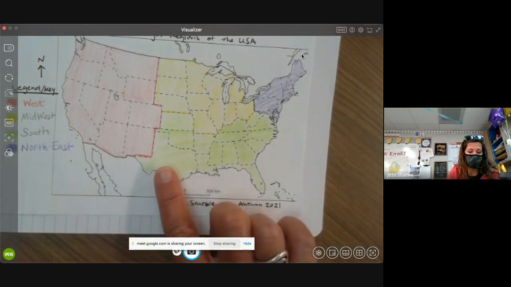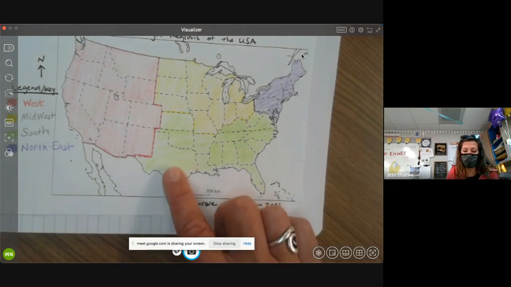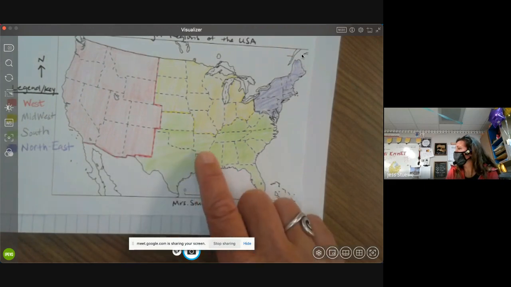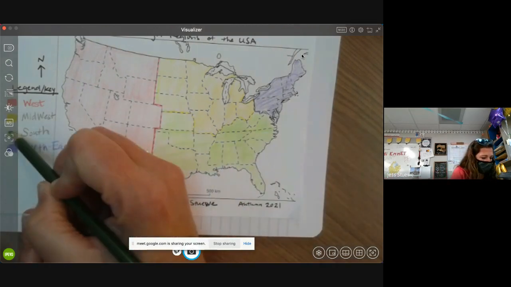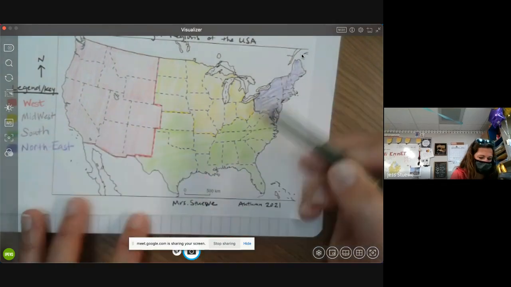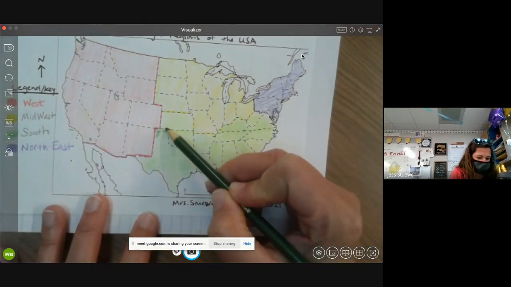Okay, so the southern states include Oklahoma, Texas, Louisiana. Should I make that a little darker green? Does anyone have a darker green colored pencil I can borrow? Mine is so light. I'll make it darker. Oh, there we go. This is definitely darker green. Okay, so I'll make this South a darker green so that they definitely look different.